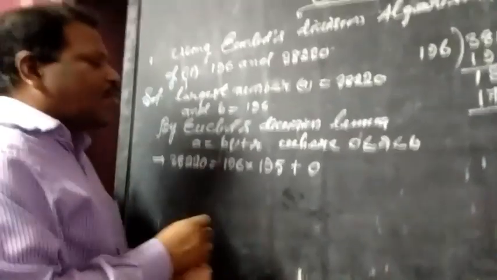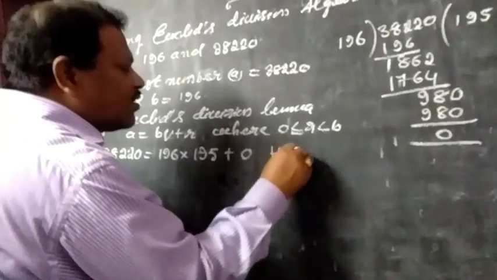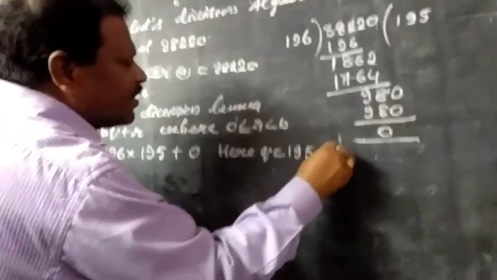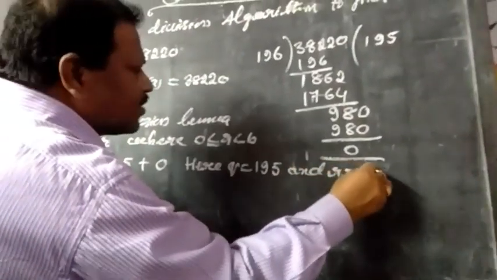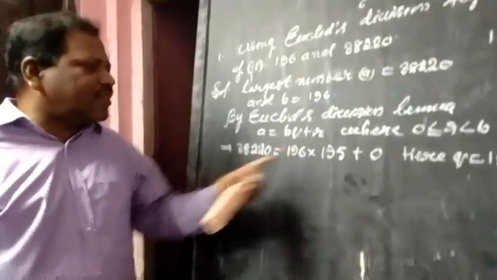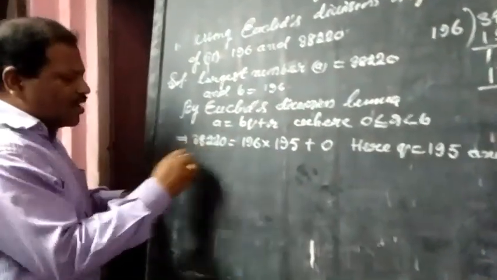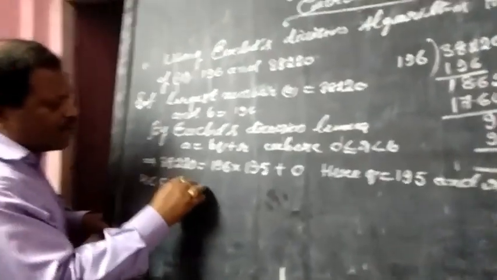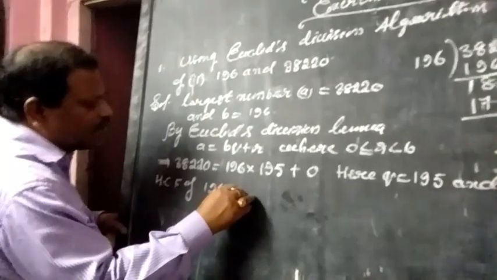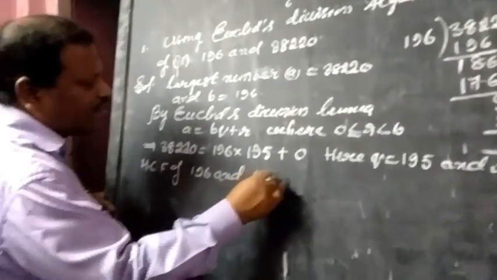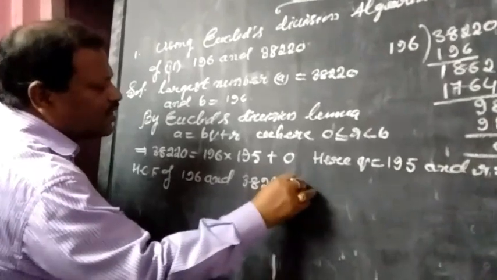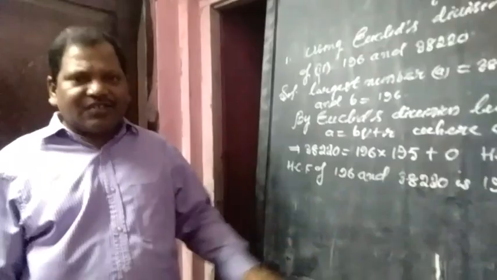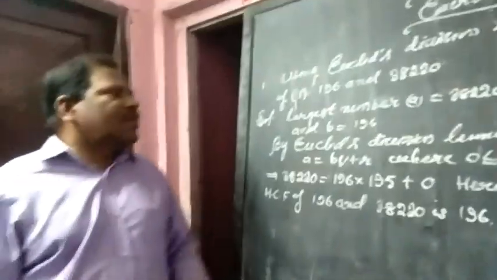Therefore here Q is equal to 195 and the remainder is equal to 0. Therefore, what is the HCF? The remainder is 0. So therefore, HCF of 196 and 38220 is 196. What is the answer? 196. Understood? Okay. Next, the third sum.